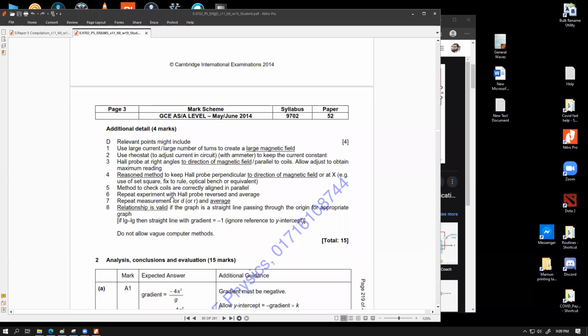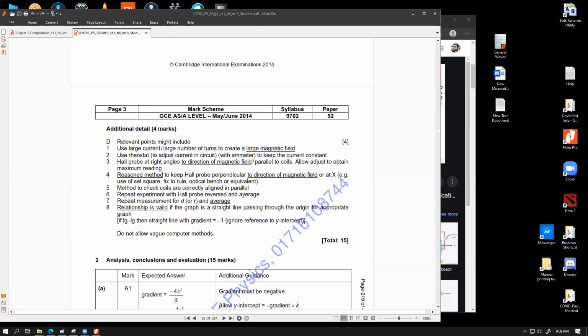Then, method to repeat the experiment with the Hall probe reversed and average. This is pretty important. Reversed and average means that if for one specific element you get a positive reading, positive voltage, then for the exact 180 degree rotation, you should get a negative voltage of equal value. To have more accurate data, we can always do that. This is one easy way to repeat the whole reading: you take one reading for one element of the Hall probe, then you rotate it by 180 degrees to get the exact opposite voltage. But whenever you are averaging, you use the magnitude of the voltages. You don't use the plus minus, because that way you might get pretty close to zero.